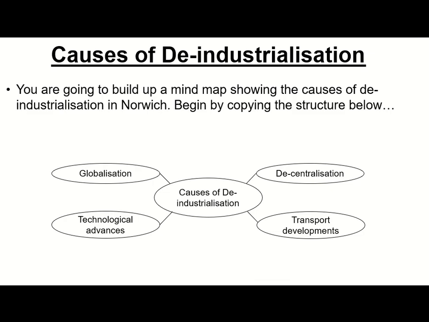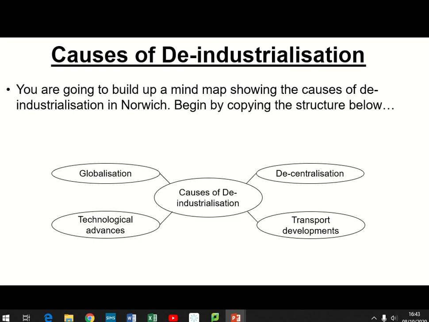So you're going to be building a mind map. Now this is going to be quite big, but the handout and the information you need is on the handout for this mind map to be completed. So you're going to be building up a mind map showing the causes of deindustrialisation in Norwich, and what I'd like you to do is just start by copying the structure that you can see below. Okay, so do that now please, copy that structure, and then when you're finished you can carry on, and I'll carry on talking. Okay, so hopefully you've got those bits done.